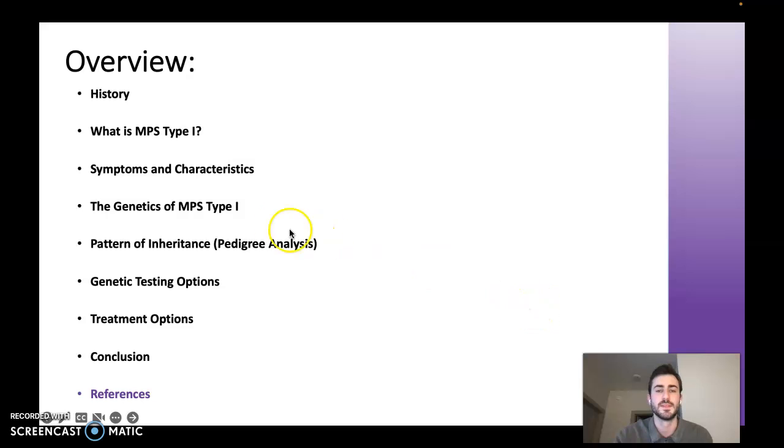Quick little overview for the presentation. I'm going to start with some history about MPS type 1, which I think is important because, as I'll describe later, the disorder is on a spectrum. A little bit about what MPS type 1 is, the symptoms and characteristics, the genetics of MPS type 1, its pattern of inheritance, which was that pedigree analysis that we did for Project 3, the genetic testing options that are available for patients presumed to have MPS type 1, the treatment options available for patients who do have MPS type 1, and then I'll conclude.